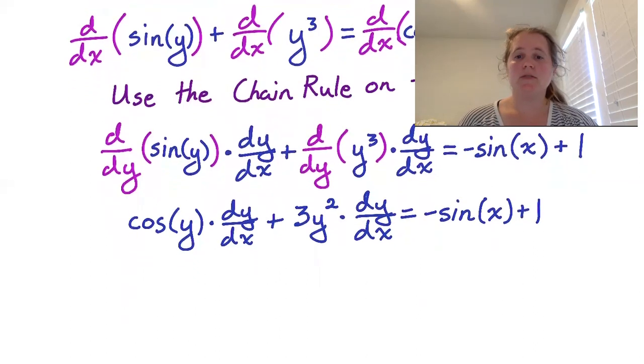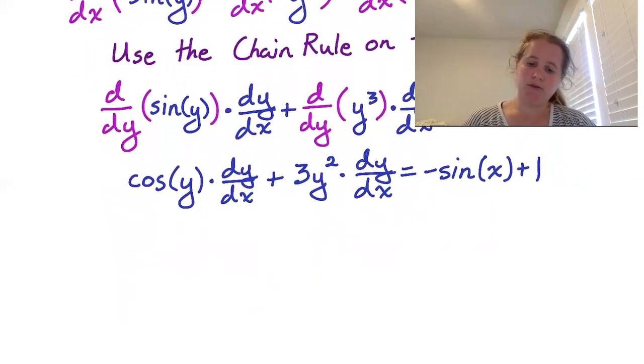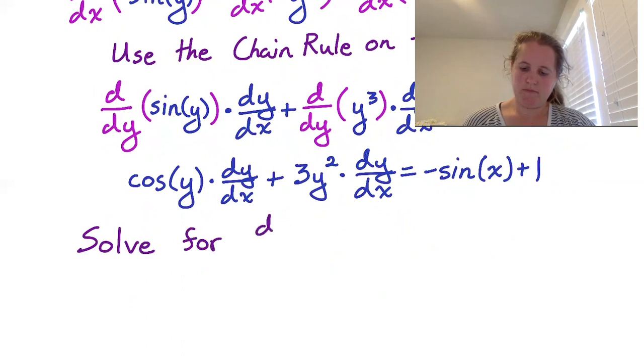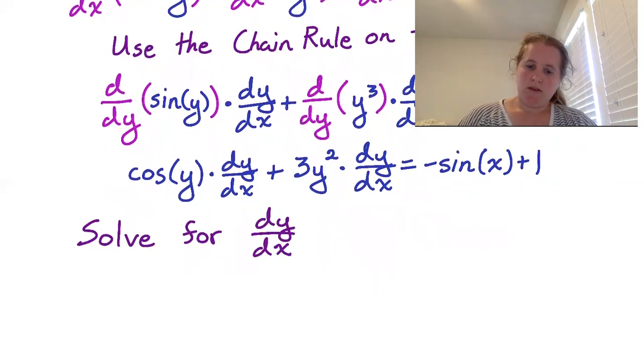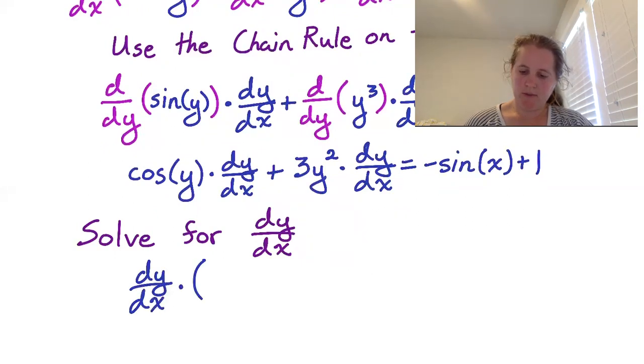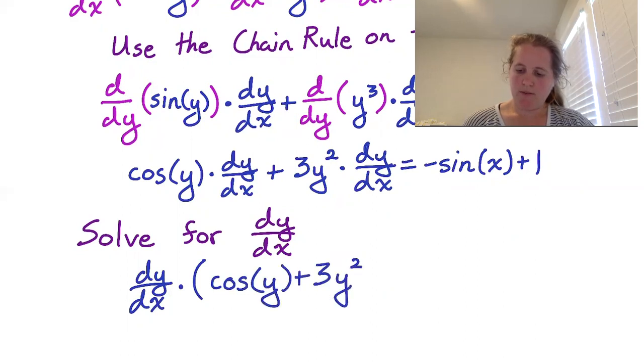At this point, we're done differentiating. Now we simply need to solve for dy dx. So we can factor a dy dx out of that left-hand side. So we have dy dx factored out front times cosine of y plus 3y squared is equal to negative sine of x plus 1.